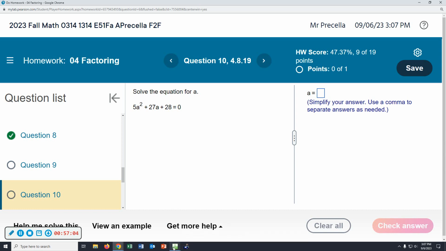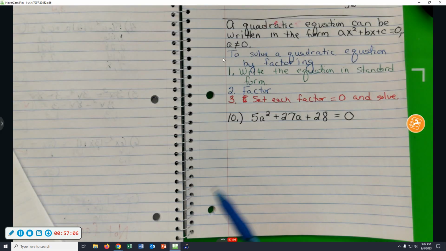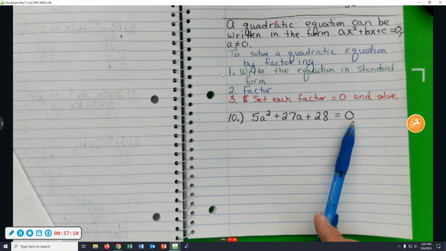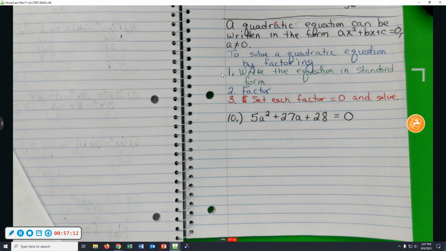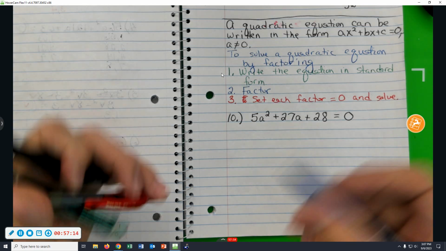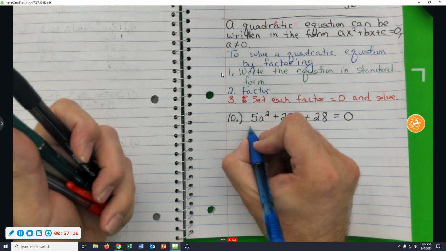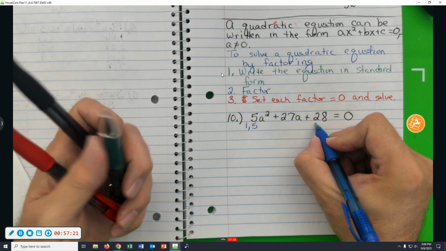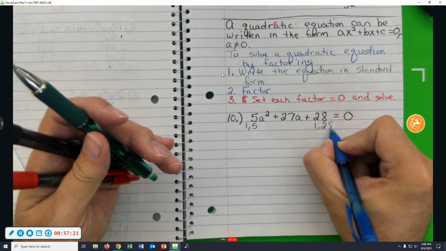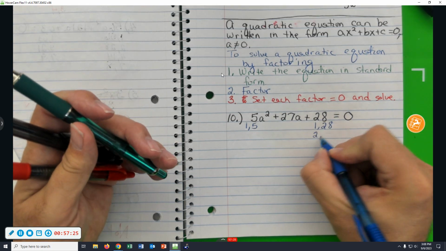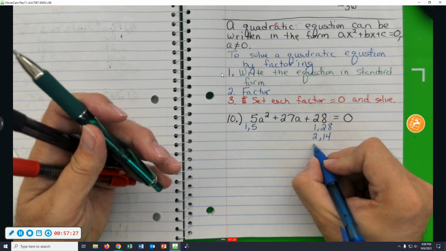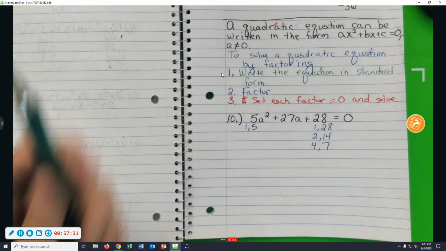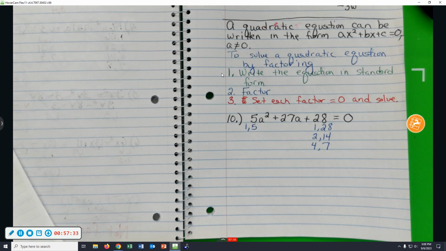Let me switch over to the paper. We've convinced ourselves that the equation's already in standard form. So we've done step 1. Only 2 more steps to this problem. That's factor. Well, I think of numbers that multiply together to get 28. There's 1 times 28. 2 times 14. What else? There's 4 times 7. Right. And that's it.